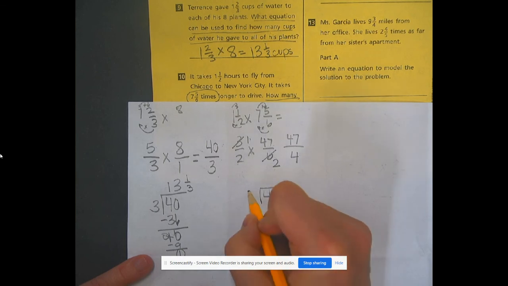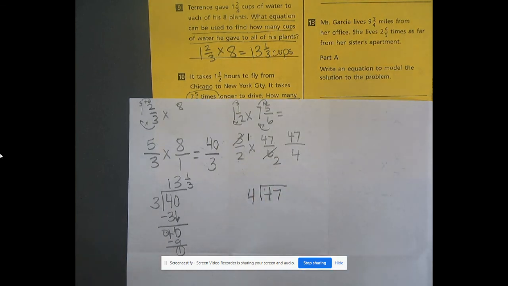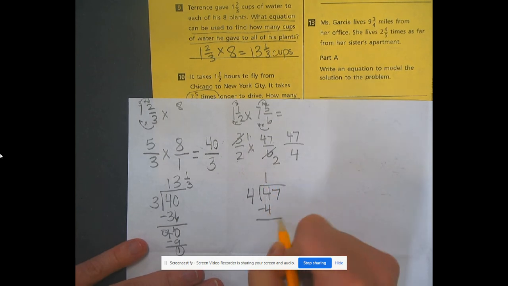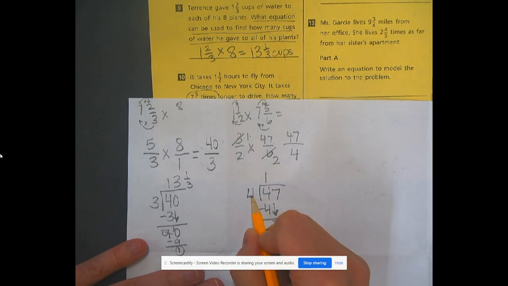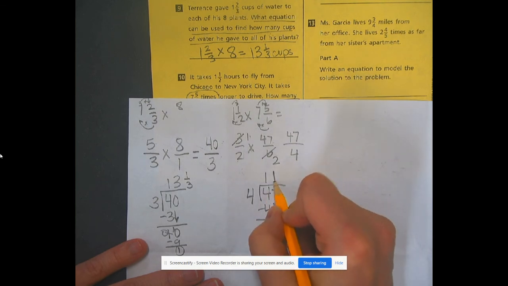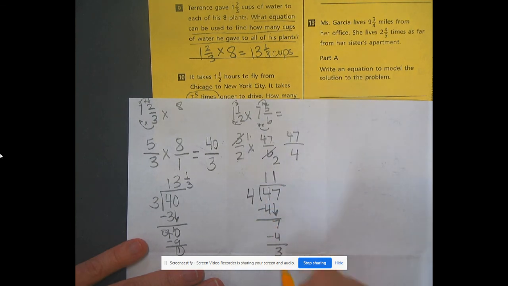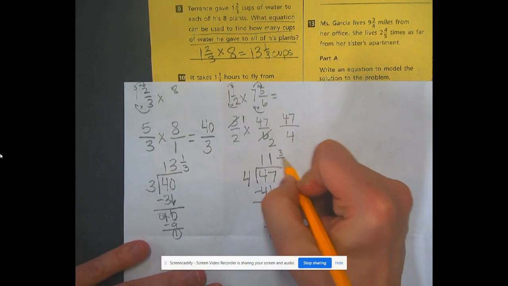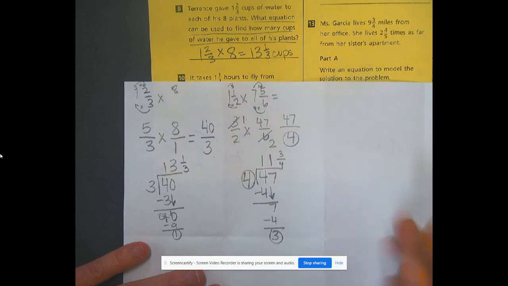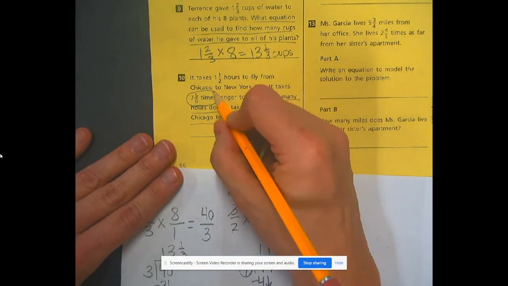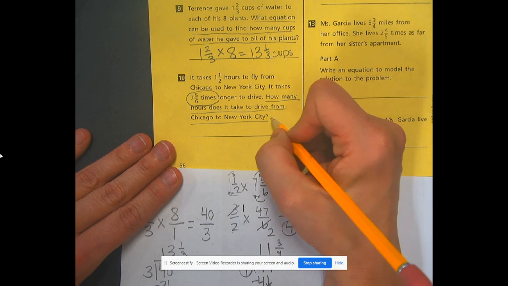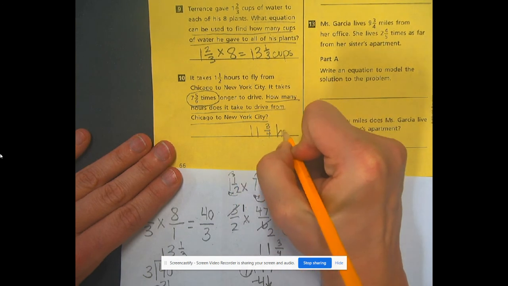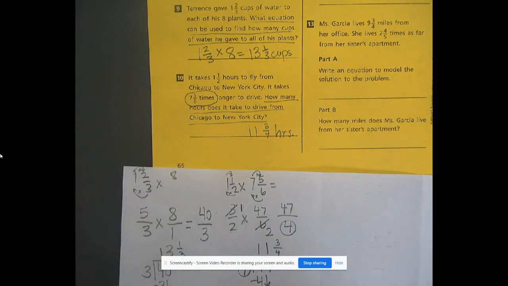Good, I heard it. 47 divided by 4. 4 divided by 4 is what? 1. Bring down the 7. 7 divided by 4 is 1. Is there anything to bring down? So that becomes my numerator. So how long does it take to drive? Good, 11 3/4 hours.